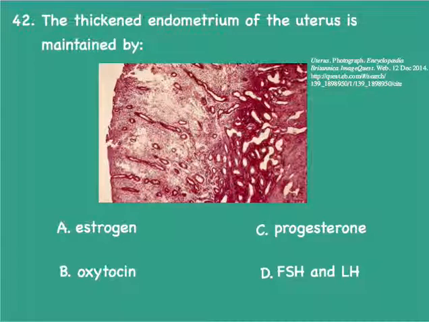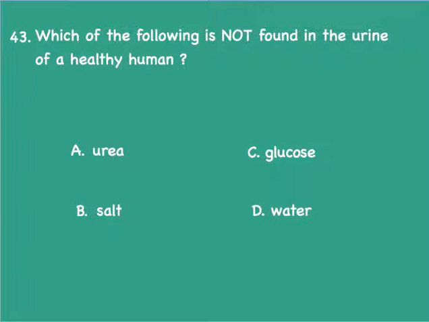Answer C. Each of the following is not found in the urine of a healthy human being. The answer is C, glucose, which is typical of a human being who suffers from diabetes. Urea, salt, and water are all found in the urine of humans.